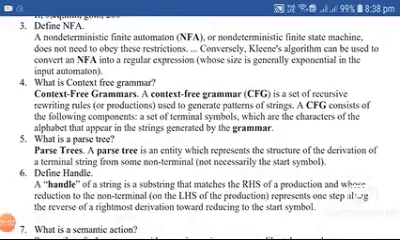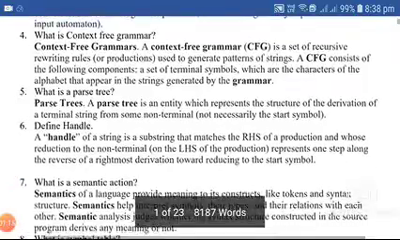Next question, what is a parse tree? A parse tree is an entity which represents the structure of the derivation of a terminal string from some non-terminal, not necessarily the start symbol.